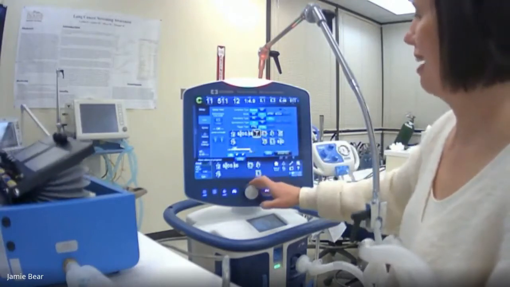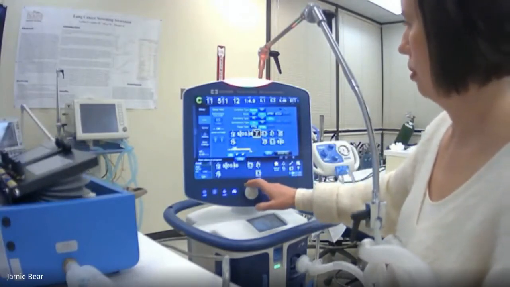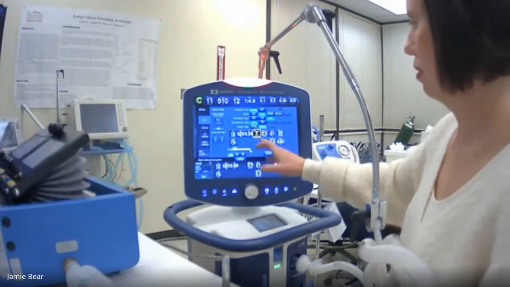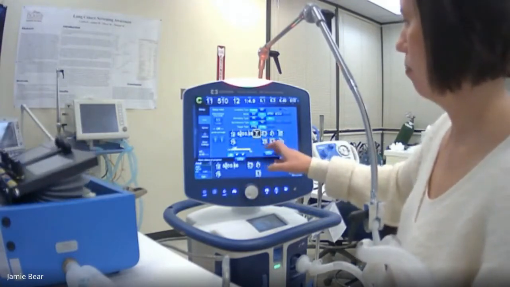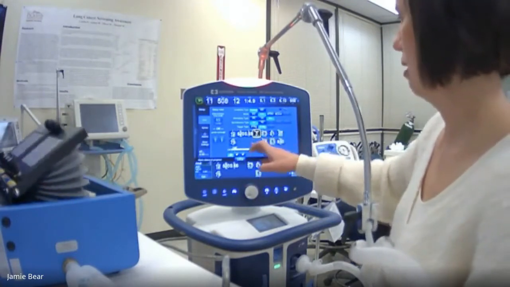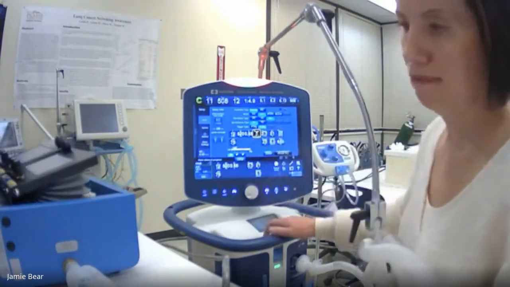Now we're just going to add a little pressure support. Okay, so let's start out nice and low, pressure support of 5. That'll be above our PEEP level of 5. I'm going to keep all my other parameters the same.